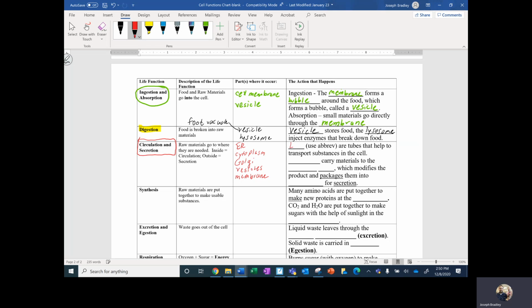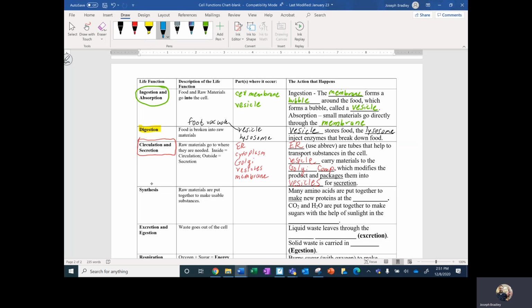So the ER are tubes that help transport substances in the cell. The vesicle carries materials to the Golgi complex, which modifies the products and packages them into vesicles for secretion. And then for secretion, they're going to leave across the membrane.